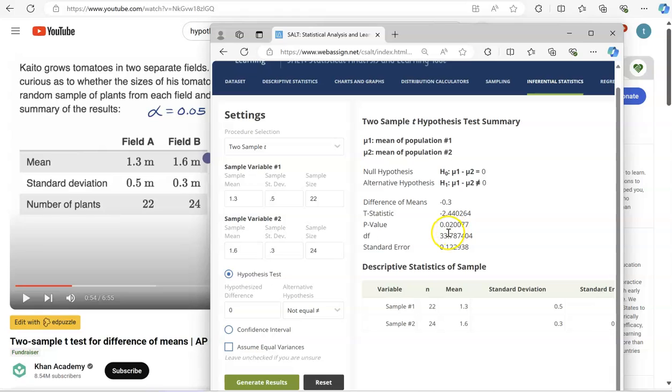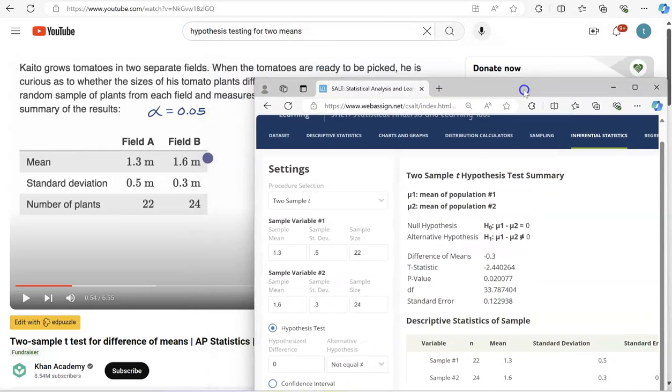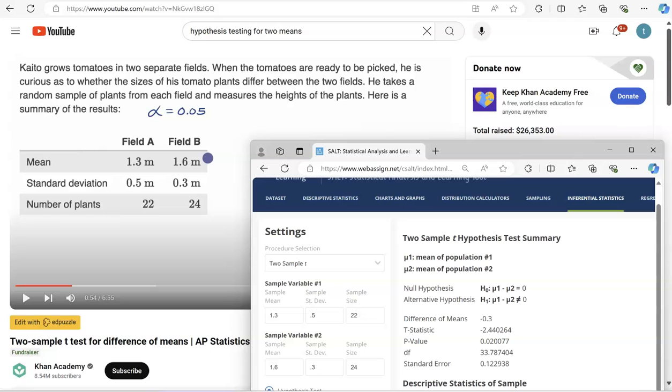So our p-value is 0.02. Our alpha is 0.05. We were testing that claim at the 0.05 significance level. Since p is less than alpha, we would reject H naught in this case. So that's how we would use our statistical tool to conduct a hypothesis test for a two sample proportion.